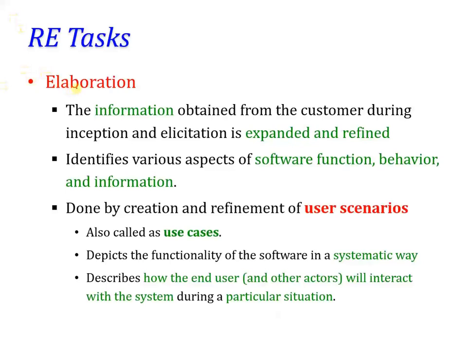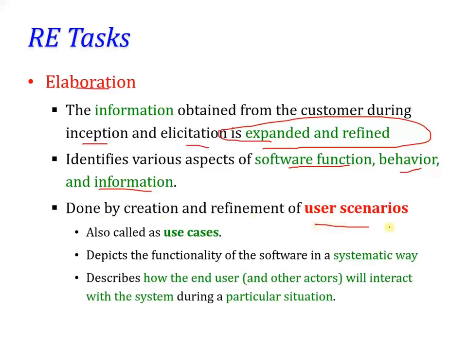The third phase is called elaboration. As the name says, the information obtained in the previous 2 phases, that is inception and elicitation, will be expanded and we are going to refine it in a clear way. This identifies various aspects of software function, its complete behavior and also the major information which is necessary for developing the software. We are going to introduce a special term which is called user scenarios.